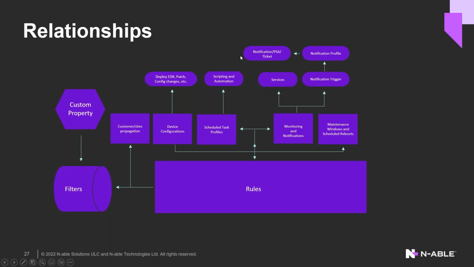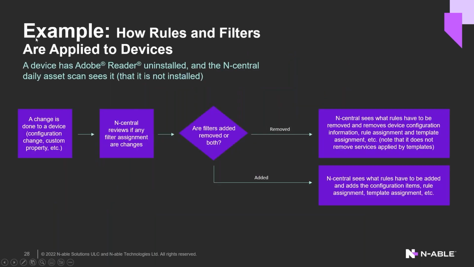Now, again, if you were to break N-central down, this may seem very complex, but there are five aspects that you're going to focus on when building programs, okay? Now, let's do an example of filters, because filters are really the unsung hero of N-central. Rules do all the heavy lifting, but it's the filter that kind of defines the criteria, right? Now, when you create a filter, for example, a change is done to a device configuration, right?